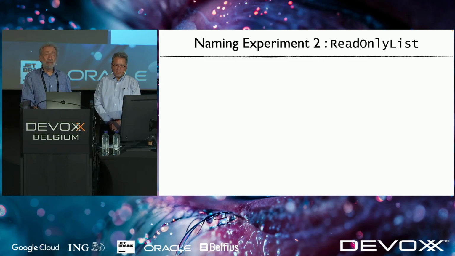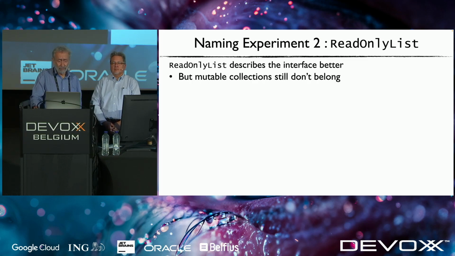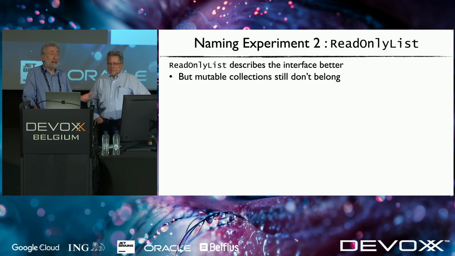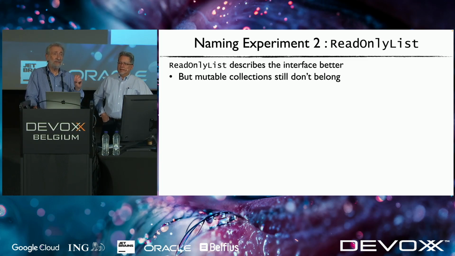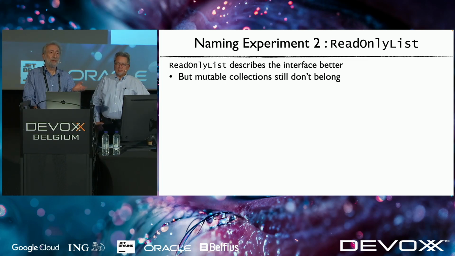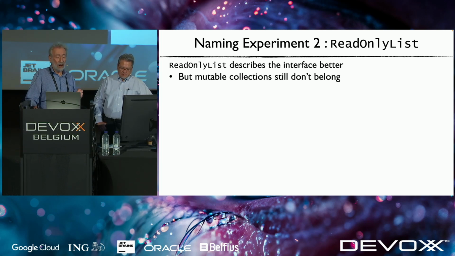So maybe that interface should be called something like read-only list. That seems like a better name. It certainly describes the interface better, because clearly the immutable list interface doesn't do anything about being immutable. It just lacks mutators. It's much more precise to call it a read-only list, because that's at least what it is. But you still have exactly the same problem with mutable collections. They still don't belong in it.